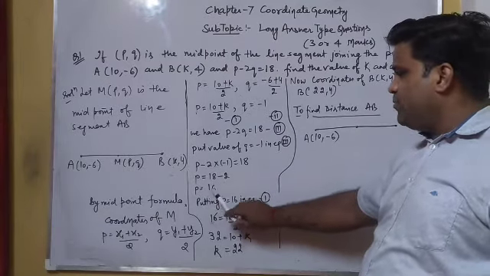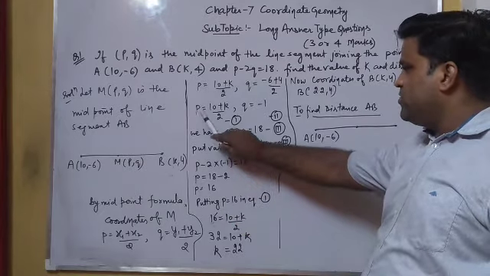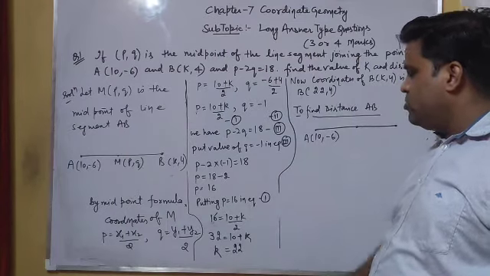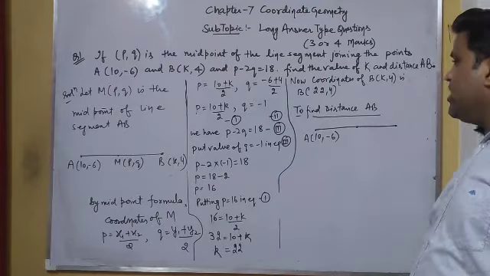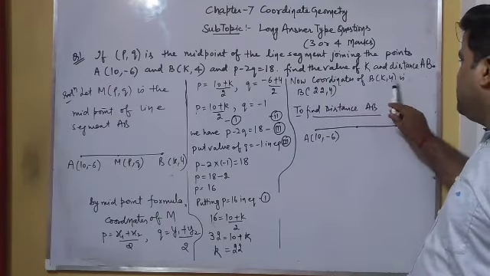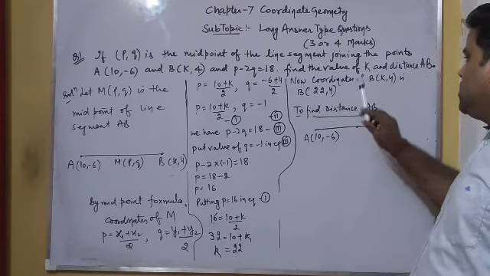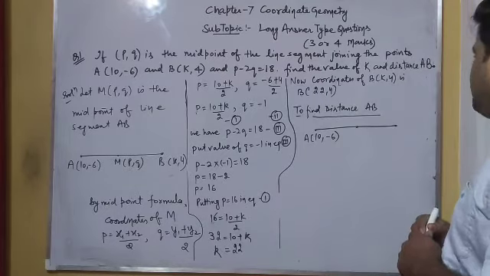Now after getting the value of P equal to 16, we put this value in the equation number first, which is P equal to 10 plus K by 2. So putting that value here, we get the value of K equal to 22 after solving it. Now finally, after getting the value of K, by this we get the coordinates of B as 22, 4. Now let us come to find the distance between AB.